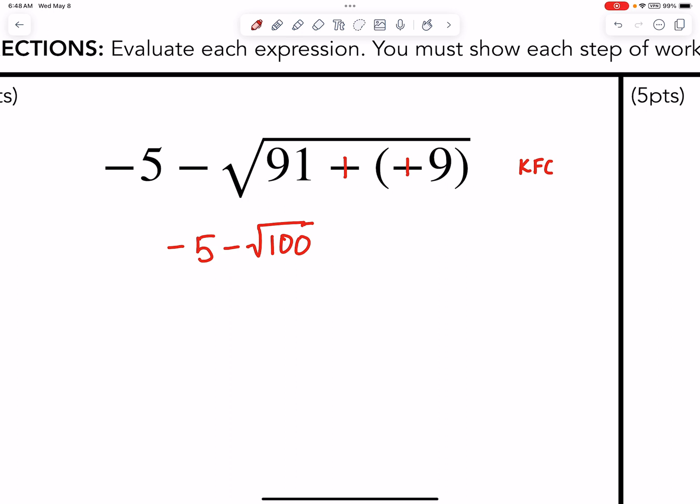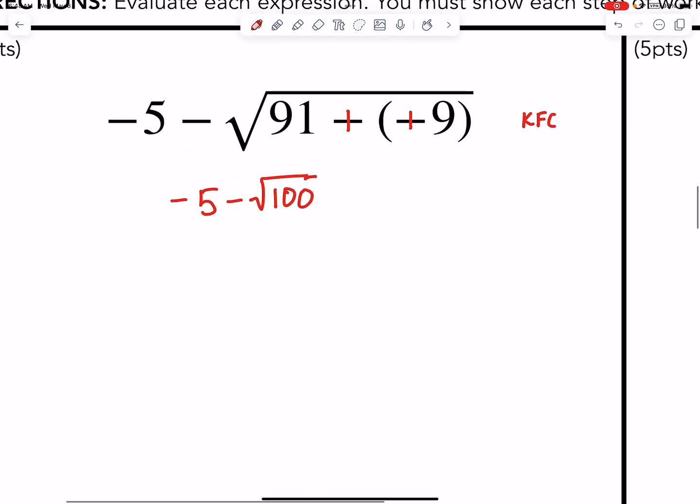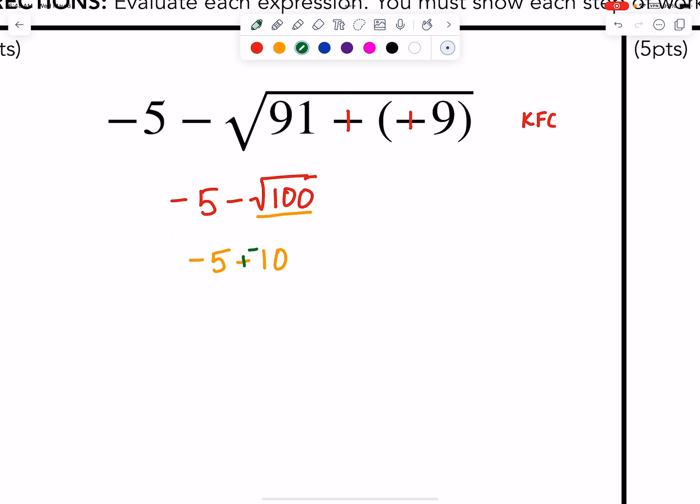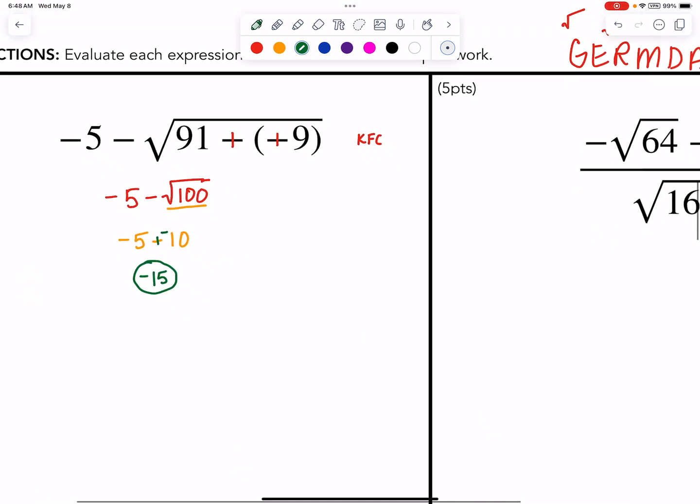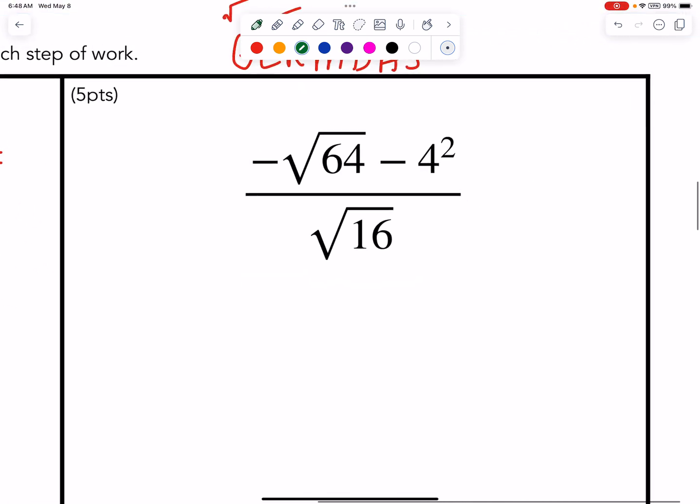Okay, so this is where I'm getting my next point. Okay, all right, so now we're going to go ahead and move on to the next stage, which will be to solve this. Okay, so we have negative 5 minus square root of 100. 10 times 10 is 100. Okay, and then my final thing, or my third point, is negative 5 plus a negative 10, which is negative 15. And there we go. Okay, so it's a 3-point question, and I can see I did 3 steps of work here. Okay, all right, let's go to this one.